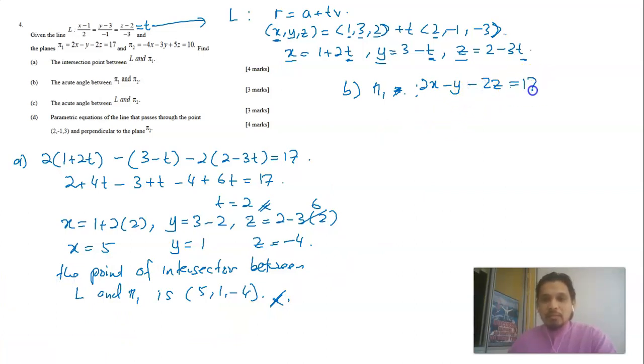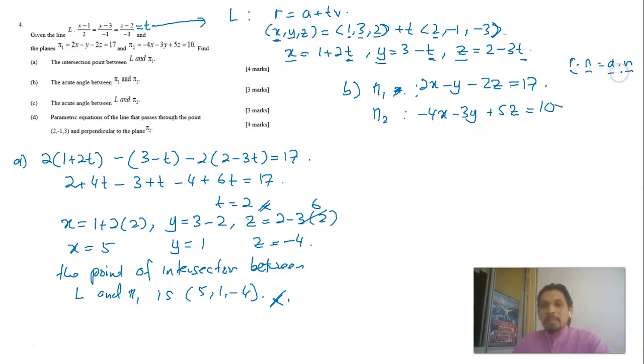Equal to 17. And also pi 2, we get negative 4x minus 3y plus 5z equal to 10. Okay, so class, the equation of plane where r dot n equal to a dot n. So the normal of this plane is represented by the values 2, negative 1, and negative 2. And also for pi 2, which is negative 4, negative 3, and 5.